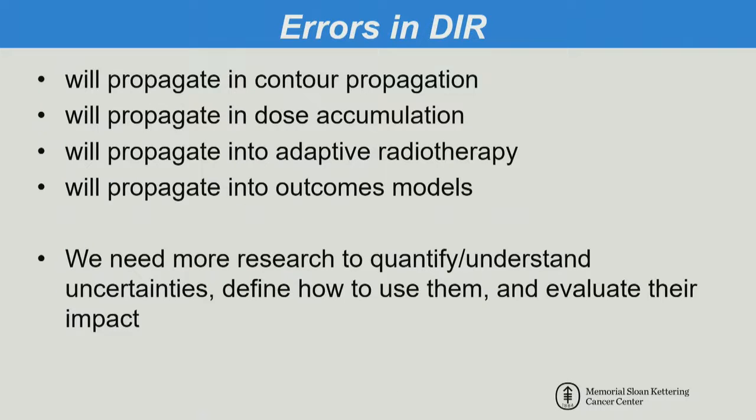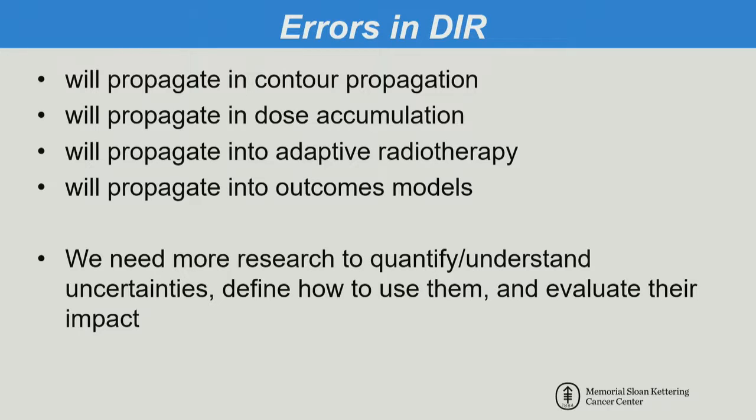Errors will propagate through contour propagation, through dose accumulation, into adaptive radiotherapy, and into outcomes models. So we really need to be conscious about that. And we need more research to quantify and understand these uncertainties and really define how to use them and evaluate their impact.